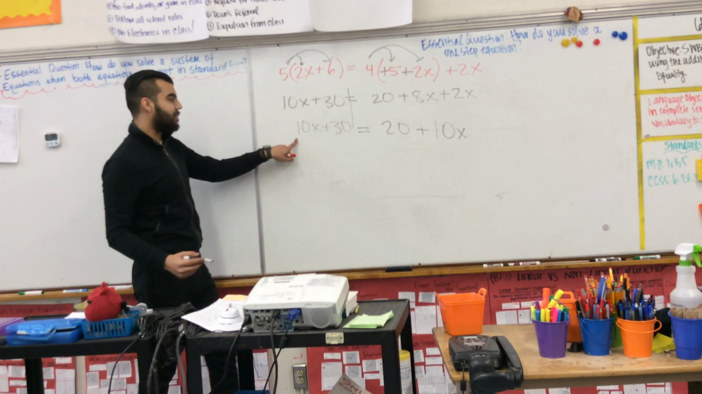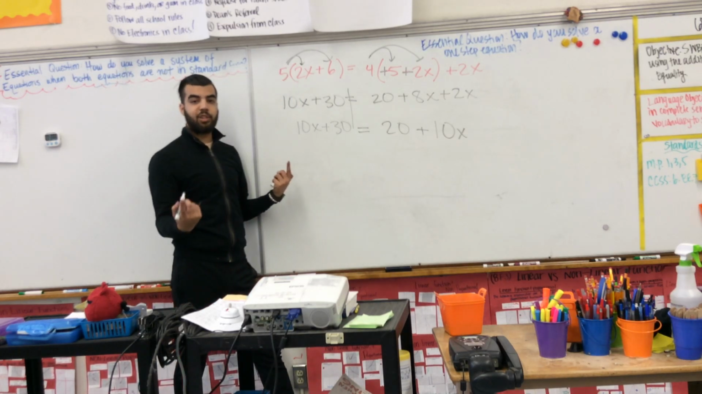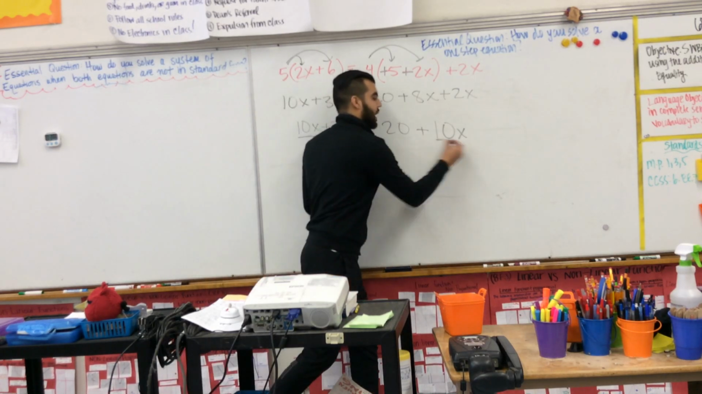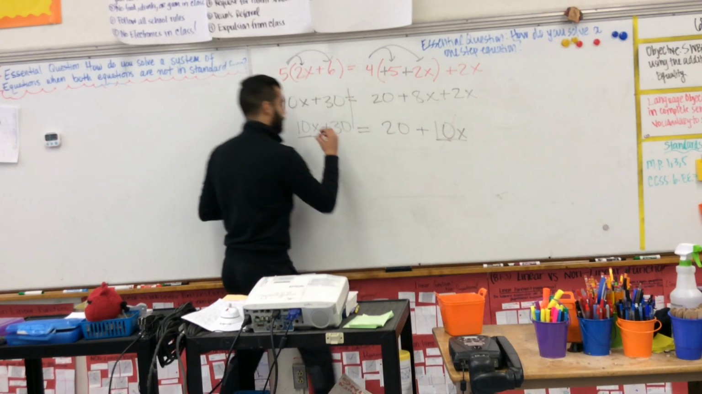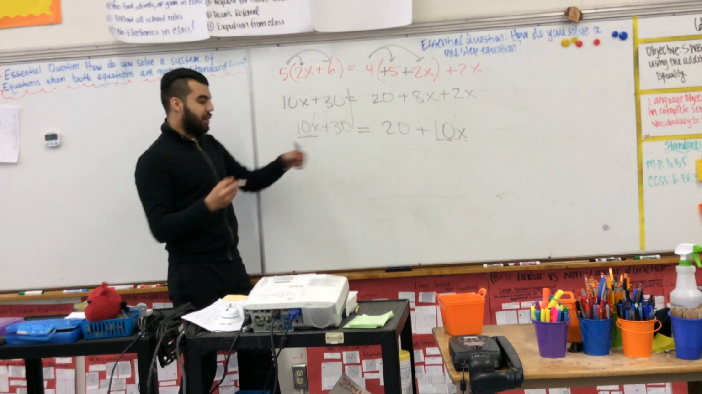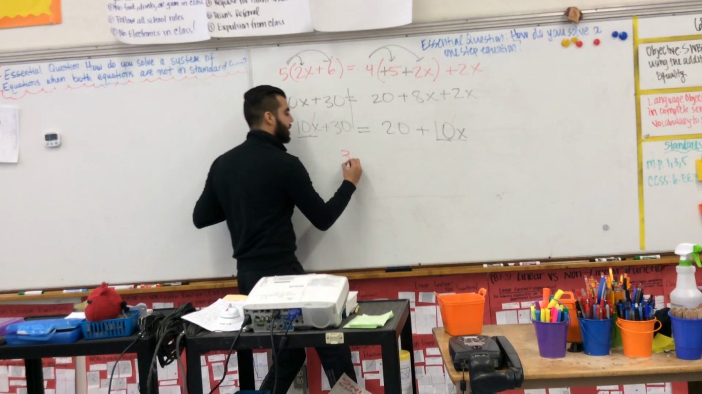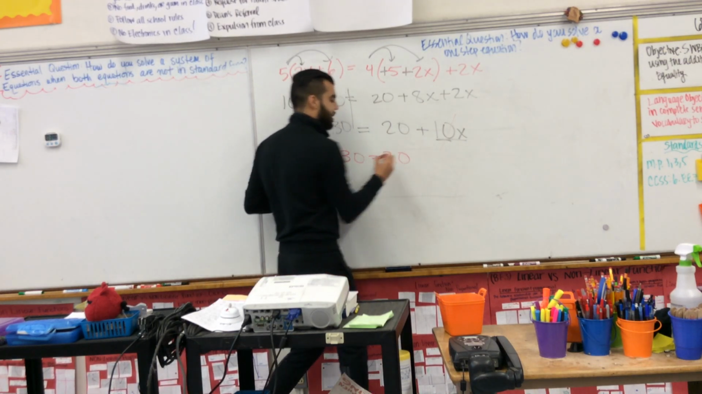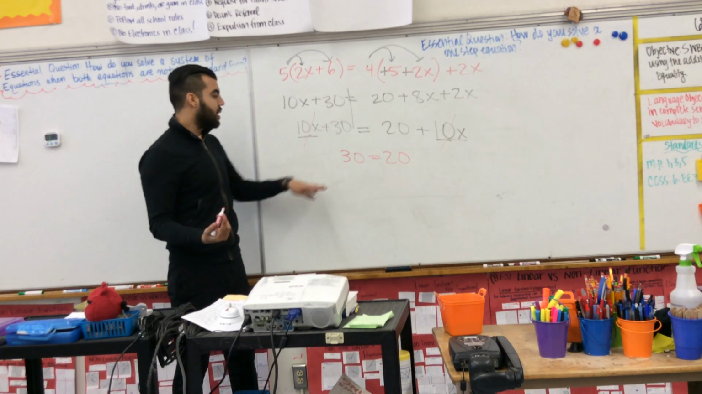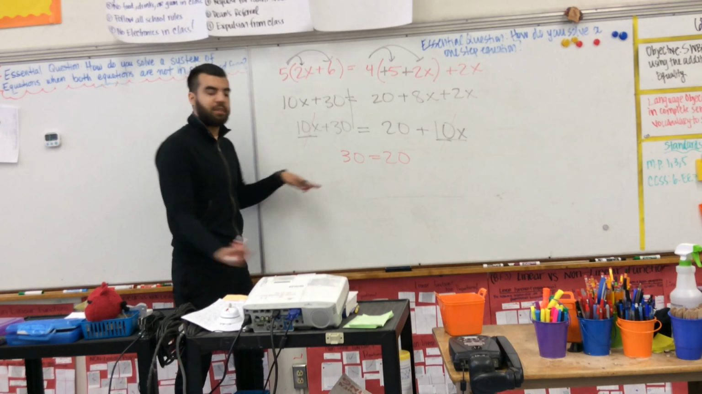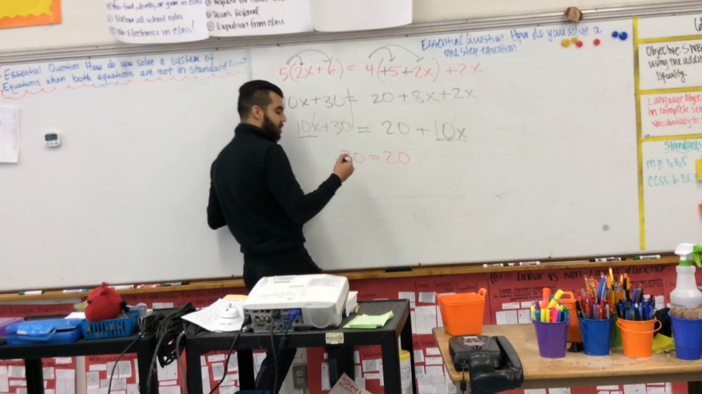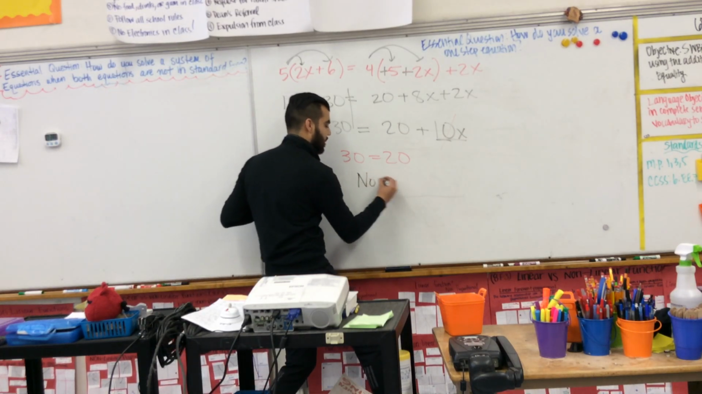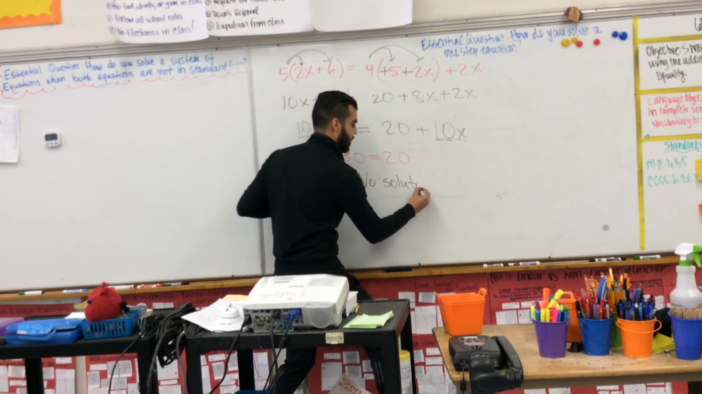Now, notice how I have 10x on both sides. That tells me that it's a special case. I have a special case. These two eliminate. Boom, that's gone, that's gone. Now you ask yourself, is 30 equal to 20? Is that a true statement or a false statement? Yes, you should say that it's a false statement. 30 is not equal to 20, so therefore you know that this is no solution. No solution for this one.